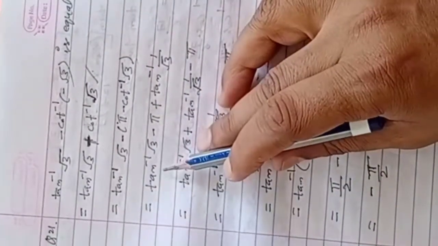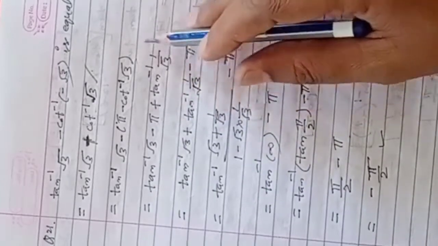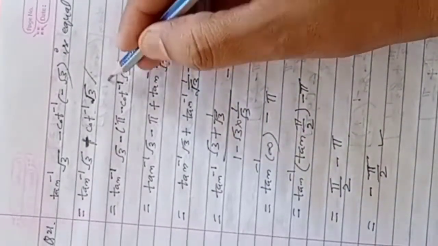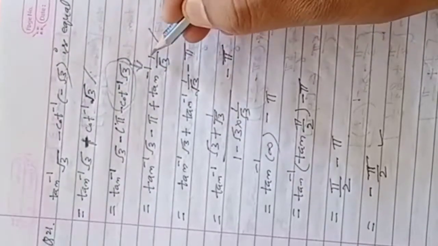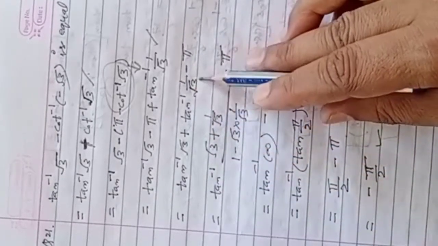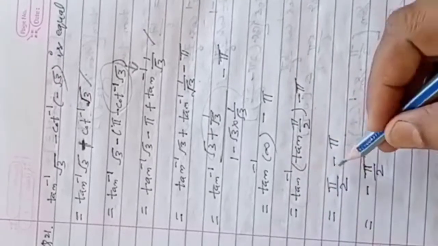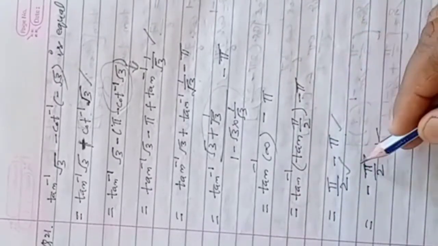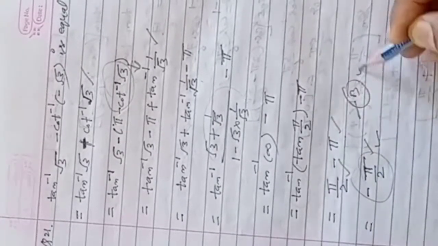So it will become tan inverse root 3 minus (pi plus tan inverse minus 1 upon root 3) we can write. Cot inverse root 3 we can write as tan inverse 1 upon root 3. So tan inverse root 3 plus tan inverse 1 upon root 3, we will apply the formula and after solving it is coming pi by 2 minus pi. So minus pi by 2 will be the required answer. Option number B is right. This is our required answer.